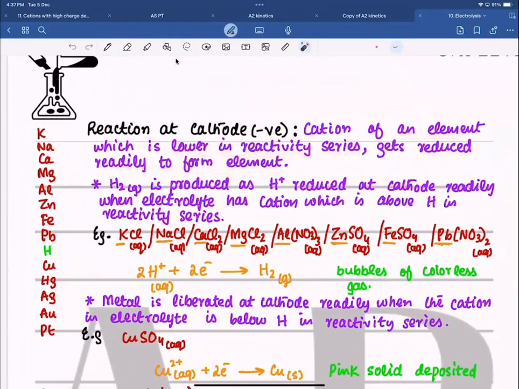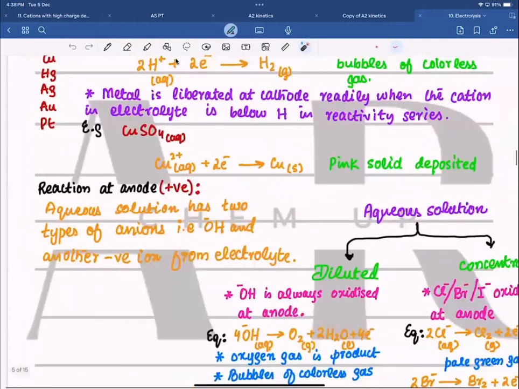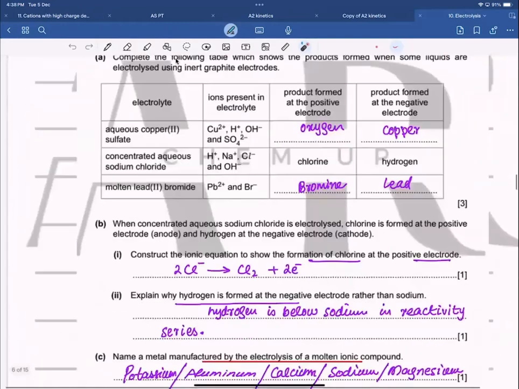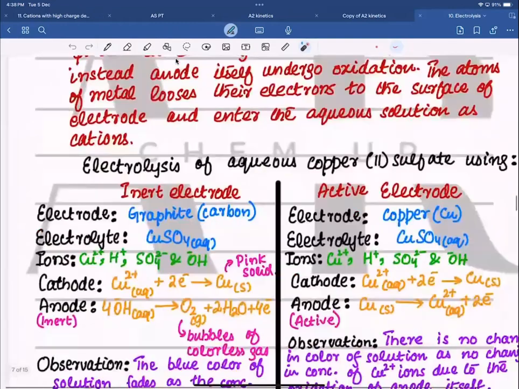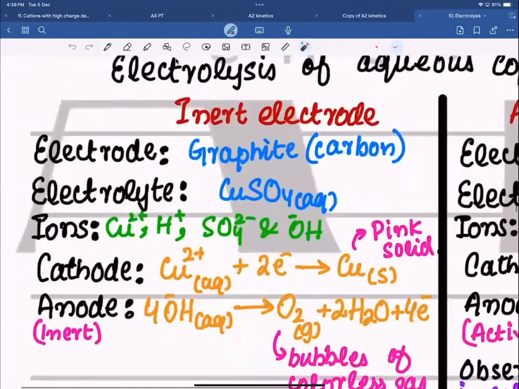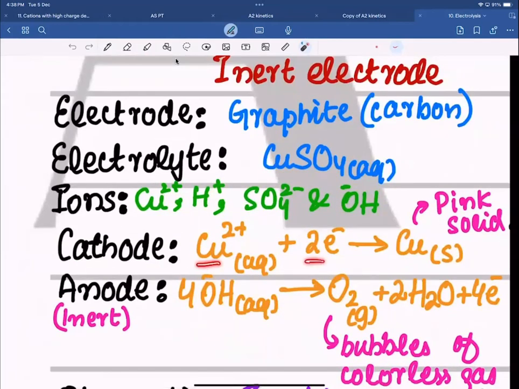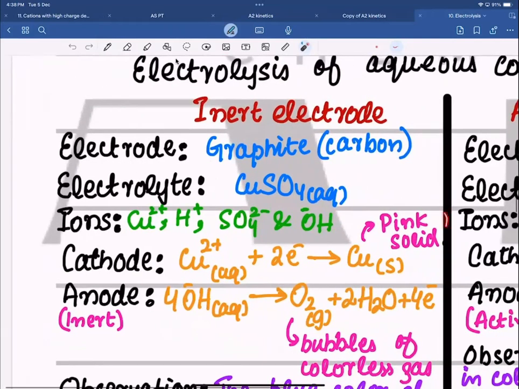So we compare these. If you look at the reactivity series, hydrogen is above and copper is below, which means copper is less reactive. Copper has less reactivity, not concentration. Concentration is applied when we check the negative ions. So the copper ions are getting reduced and form copper metal, and copper metal is a pink solid, so you are going to observe this at the cathode.